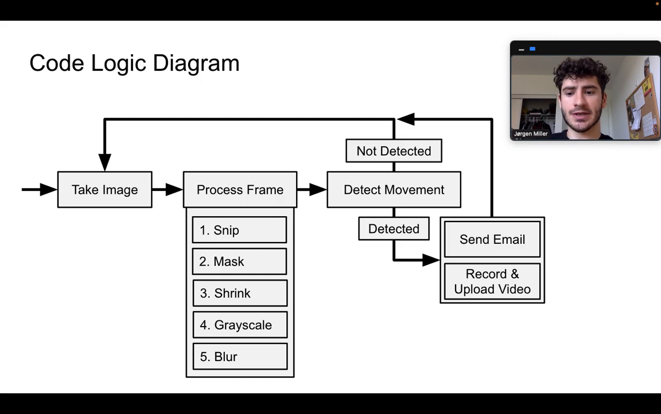Here's my code logic diagram. First, I take an image, process that new frame, detect changes between this frame and the last frame, and if movement is detected, I send an email and upload a video to Dropbox. Then the whole process is repeated with a new frame.